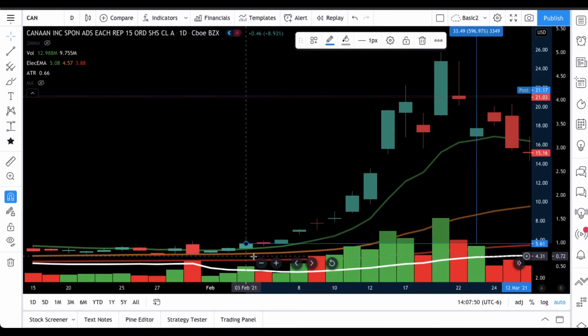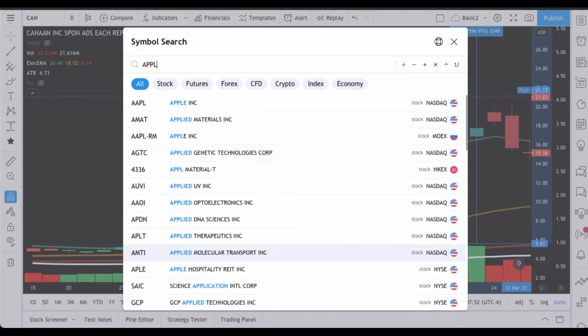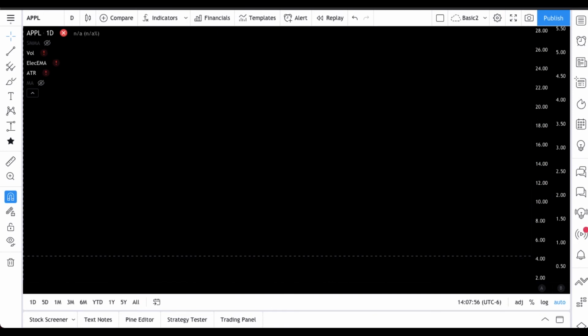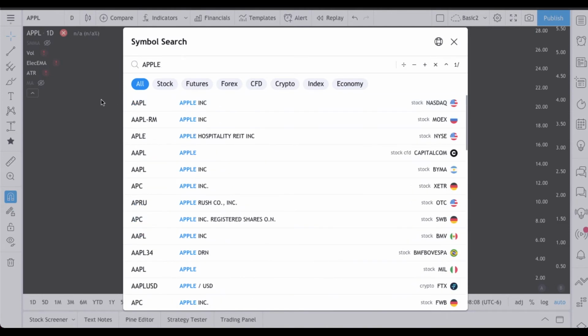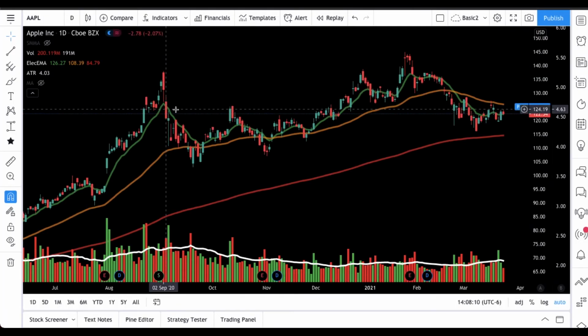Now let's have a look at another one. One last one before we go. And you can test this out. 10-day, 50-day, 200-day. And you want them stacked like that. What happened here? Why have I not got Apple up? I was doing it wrong.